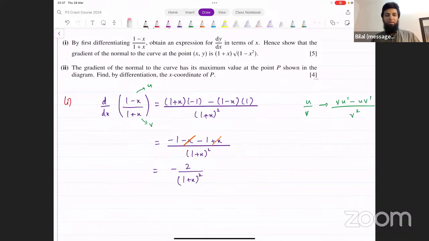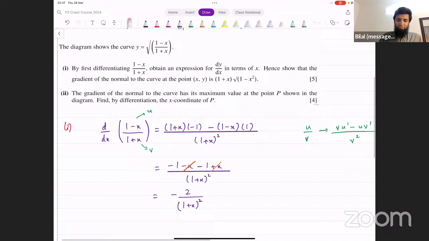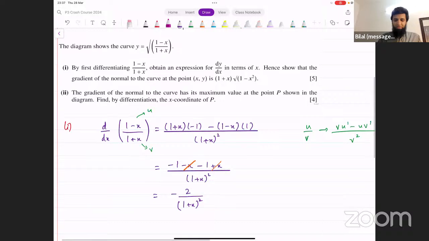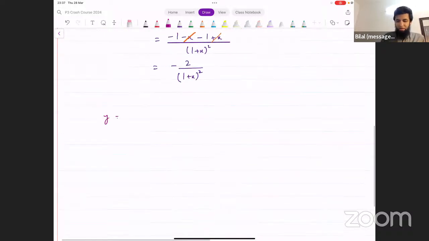Now the second thing that they ask us to do is find dy over dx, derivative of y with respect to x. Okay, that's the next thing that we've got to find. Now what's y? y is this, right? This is the function y. Let's write that down here. y equals square root of 1 minus x over 1 plus x.